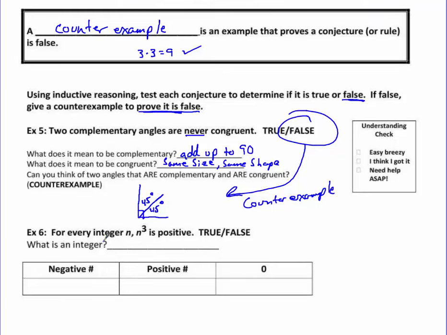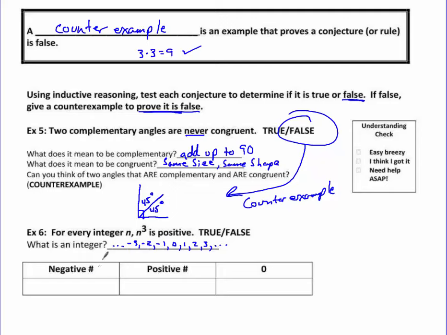All right, next one, last one, says for every integer n. That just means we're going to think up numbers and n is going to be our variable. n to the 3rd power is positive. True or false? Well, what is an integer? An integer is all the numbers that would be on a number line. All the numbers that would be on an x-axis. Okay, it's basically your counting numbers.